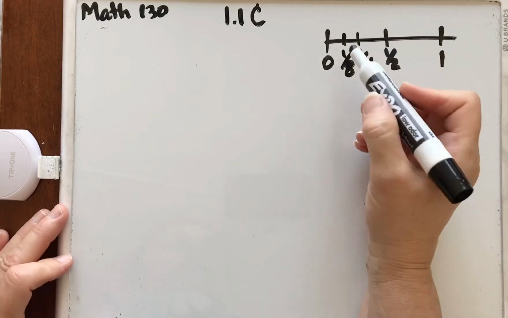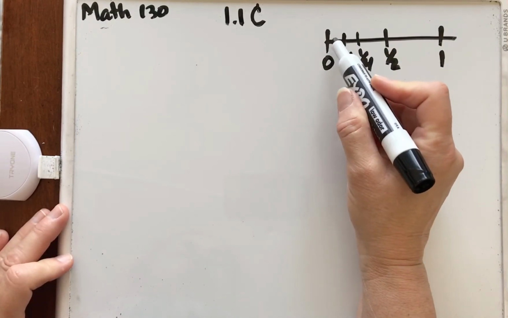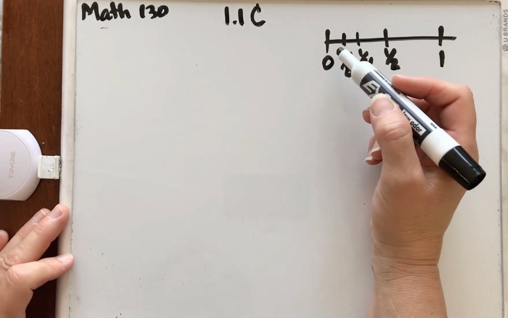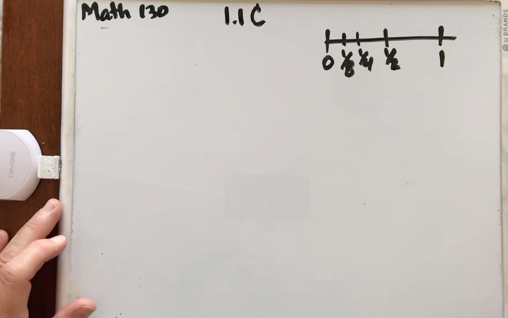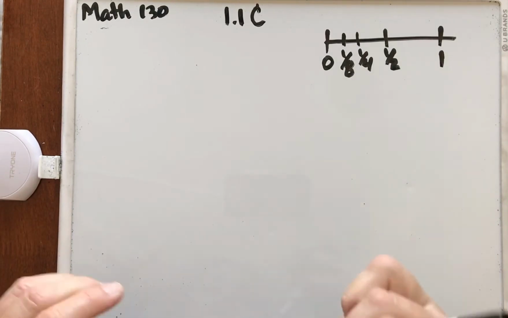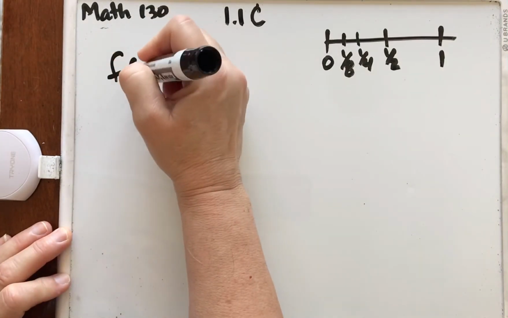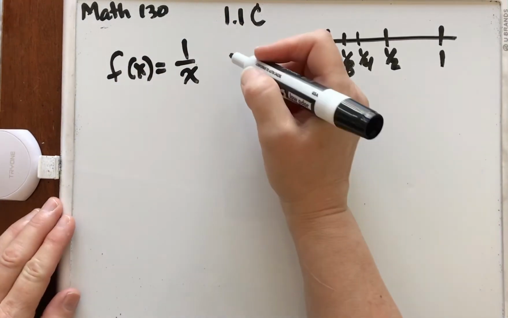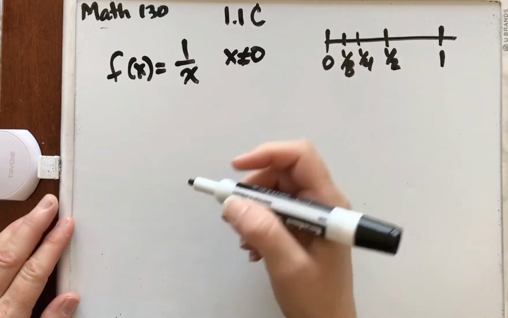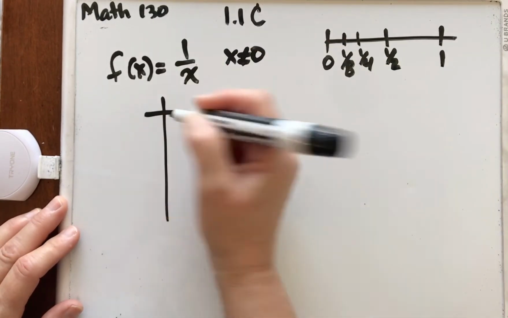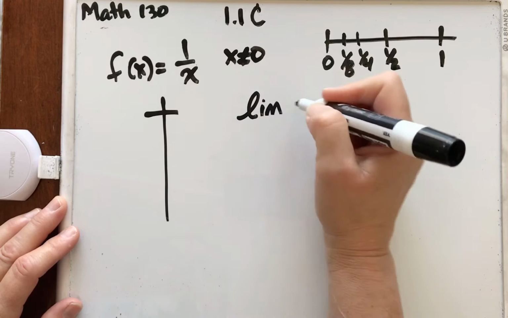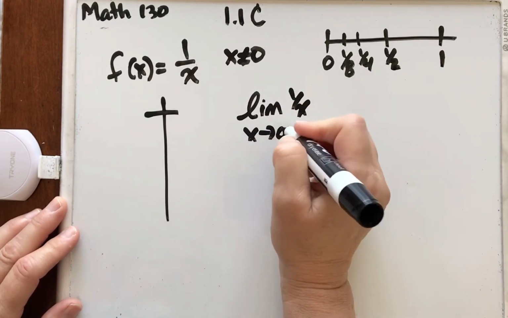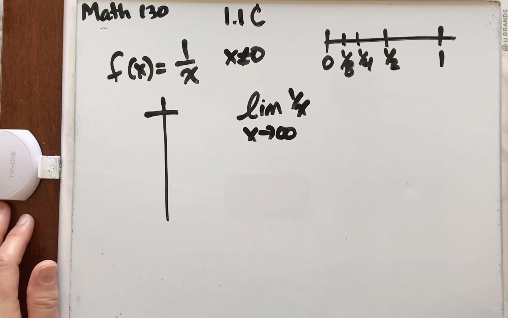Now in theory, can I continue to half and half and half and never get to 0? That's right. We can continue to half and half and half and we'll never reach 0. It approaches 0. So let's look at f of x equals 1 over x. We know x cannot equal 0. But let's look at how it's approaching 0. If we were to take the limit of 1 over x as x approaches infinity, what would that look like?